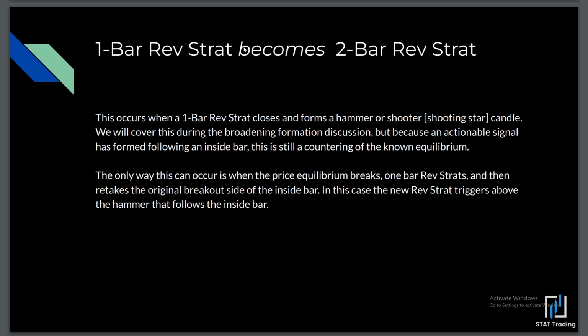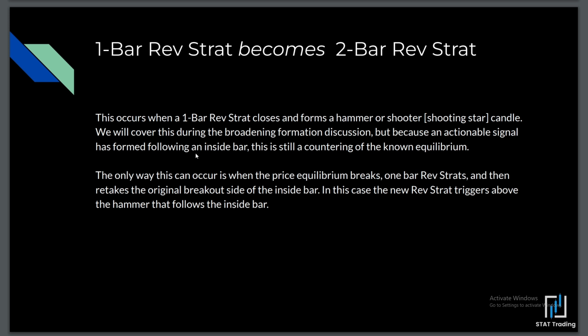So a 1-bar Rev Strat can become a 2-bar Rev Strat. And this occurs when a 1-bar Rev Strat closes and forms a hammer or shooting star candle. And we'll cover this during the broad information discussion. But because an actionable signal has formed following an inside bar, this is still a countering of the known equilibrium. The only way this can occur is when the price equilibrium breaks 1-bar Rev Strats and then retakes the original breakout side of the inside bar. In this case, the new Rev Strat triggers above the hammer that follows the inside bar.